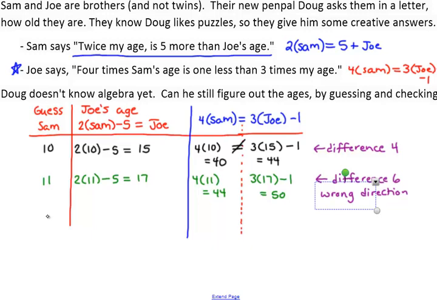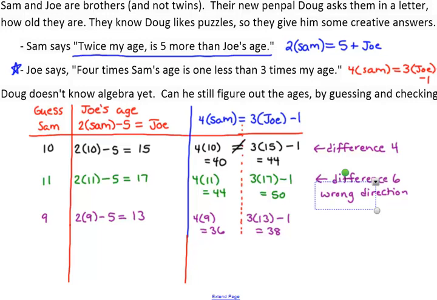So I am going to try 9 as my next guess. 2 times 9 minus 5 gives me 13 for Joe's age. Let's see how this holds up in our equation. 4 times 9, and in this one we need 3 times 13 minus 1. This is equal to 36, and this is equal to 38. Hey, we have a difference of 2. We are getting closer, so we're going to keep going in that same direction.